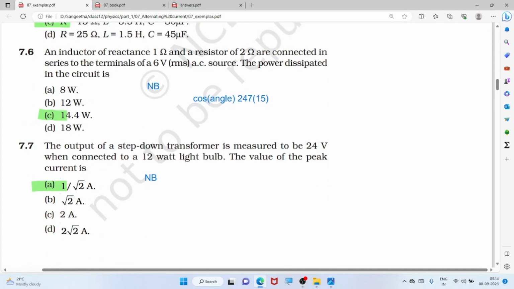Inductor reactance and resistance are given. An LR circuit is connected in series with the 6 volt source. We need the power dissipated in this circuit. First we have to find the current, and from that we can find the power.